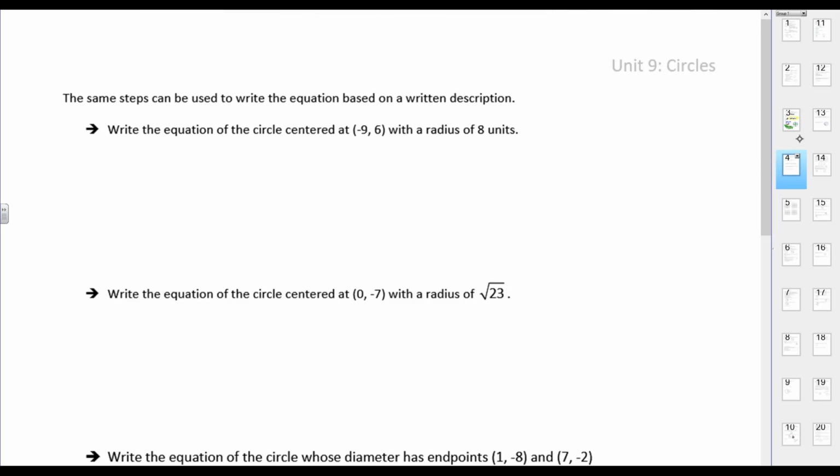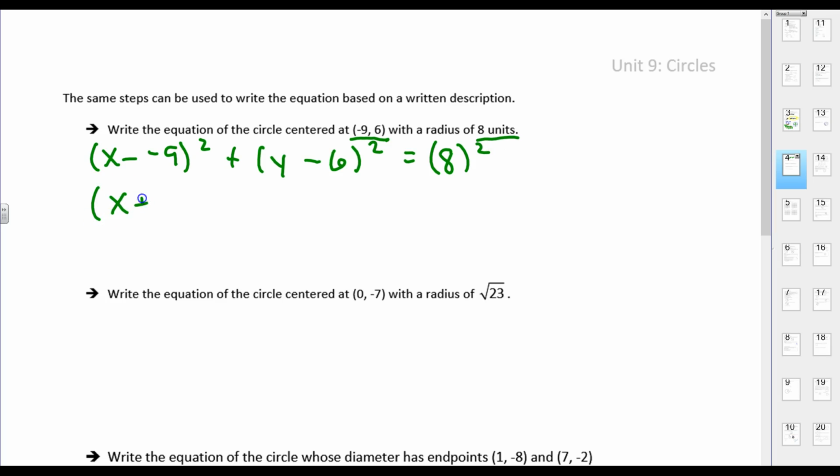So we can do this without a graph as well, where they simply give me the center. My center is at negative 9, 6, and a radius of 8. I simply plug in. I do x minus, my x value here was negative 9, squared, plus y minus, my y value is 6, squared, equals my radius squared, and we simplify.